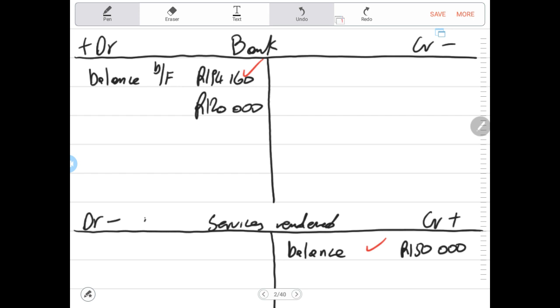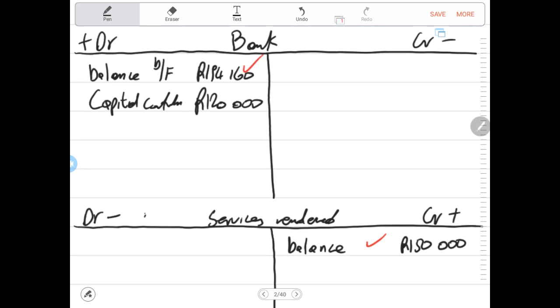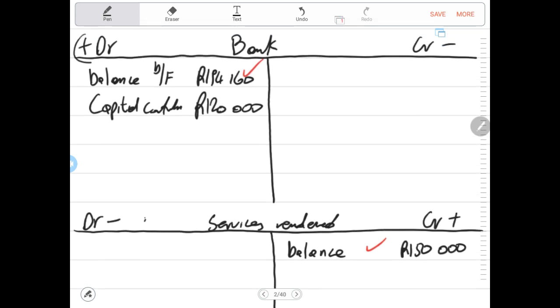But the question will be, why are we increasing this bank account? Where is this money coming from? This money was a capital that was contributed by the owner. Therefore, your description will be capital contribution. Remember, we say in accounting, for every credit entry, there on the credit side of capital, we have bank. That means on the debit side of bank, we must have capital. That is exactly what we did. On the debit side of bank, what do we have?